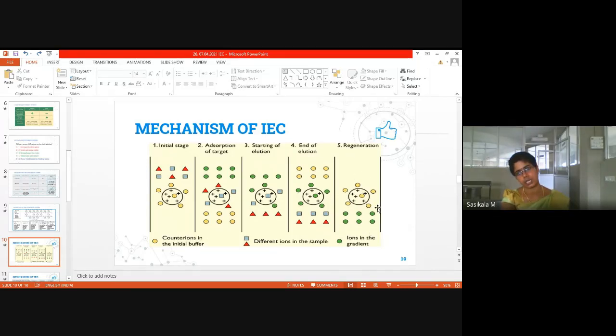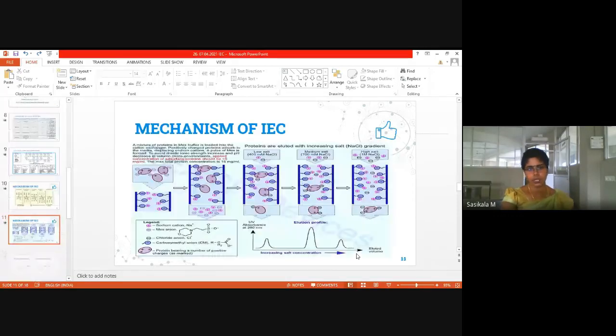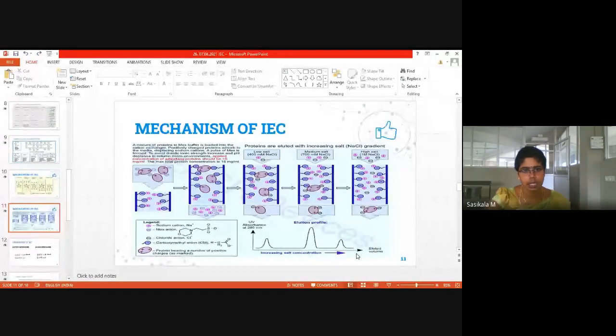Now the column is ready for the adsorption process, which means it is ready for elution again. So you can load other types of anions and separate or elute them from the column. This is the actual mechanism of IEC.